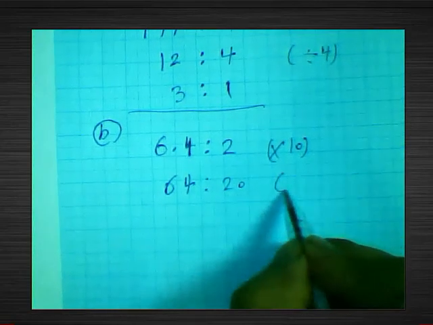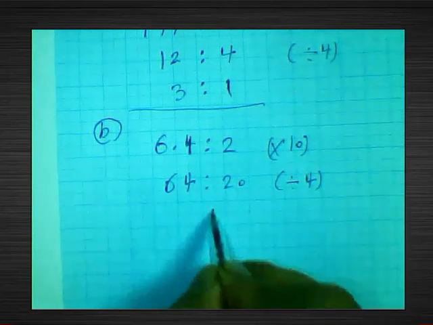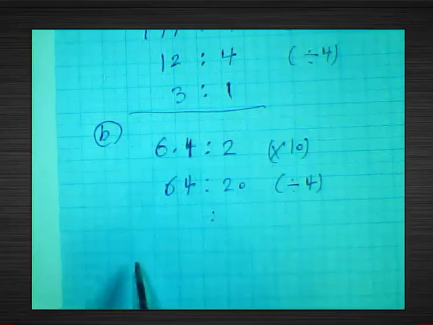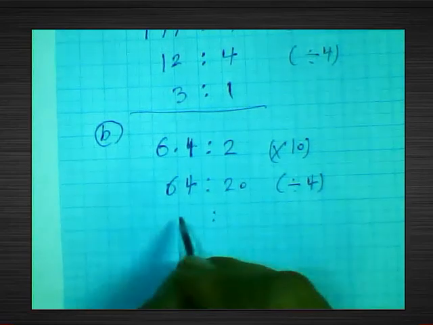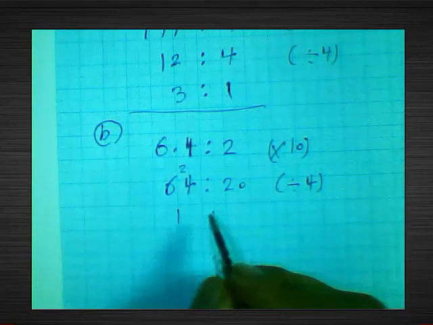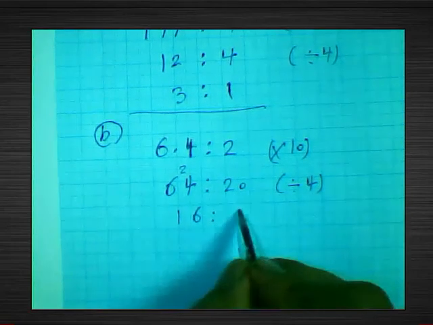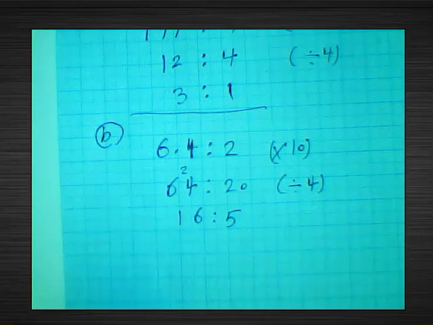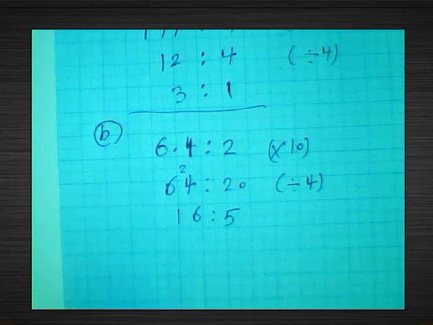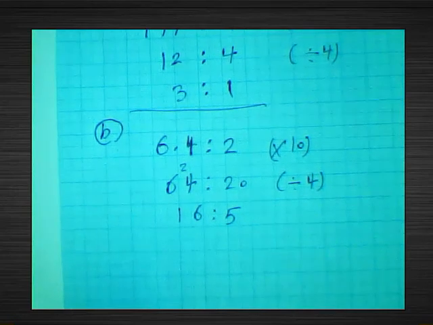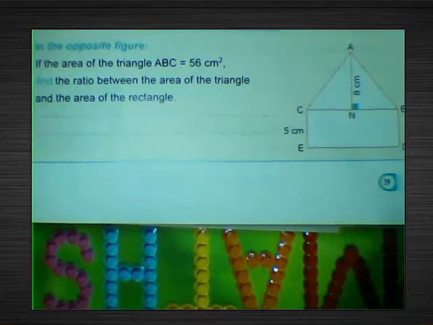Another step, we can divide it by 4. 64 divided by 4 equals 16 because 6 divided by 4 equals 1 and the remainder 2. 24 divided by 4 equals 6. 20 divided by 4 equals 5. The result will be 16 to 5. Is it okay for you?